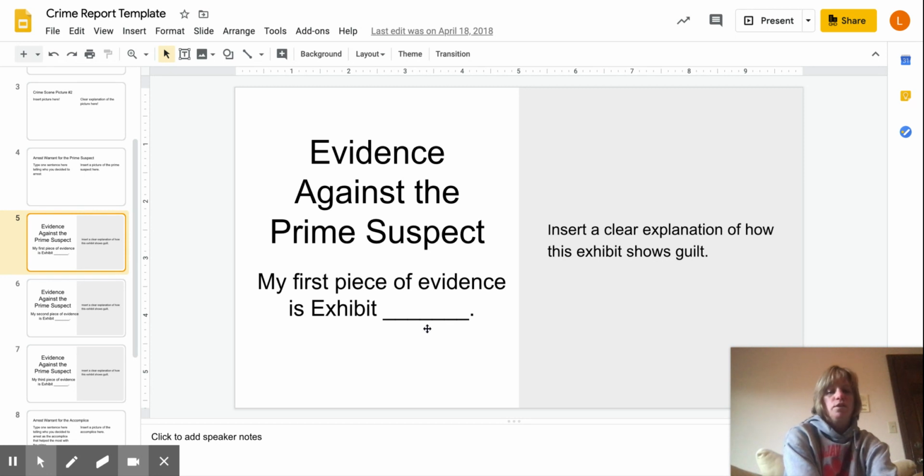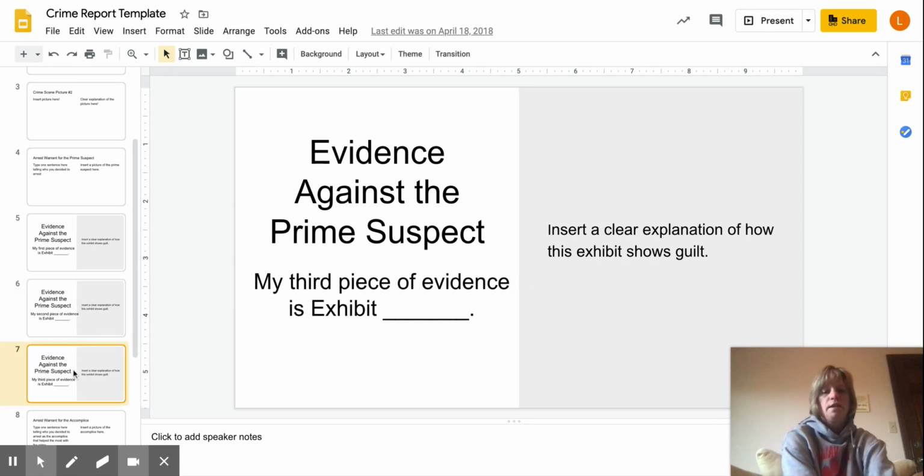Here you're just going to write the letter, but notice what you have to do, a clear explanation of how this exhibit shows guilt. So that's taking your ideas from the key concepts and maybe expanding on them a little bit. I need to see that you really understand what that exhibit showed and how it connects to the guilt of the prime suspect, okay? So the 3 exhibits about the prime suspect.